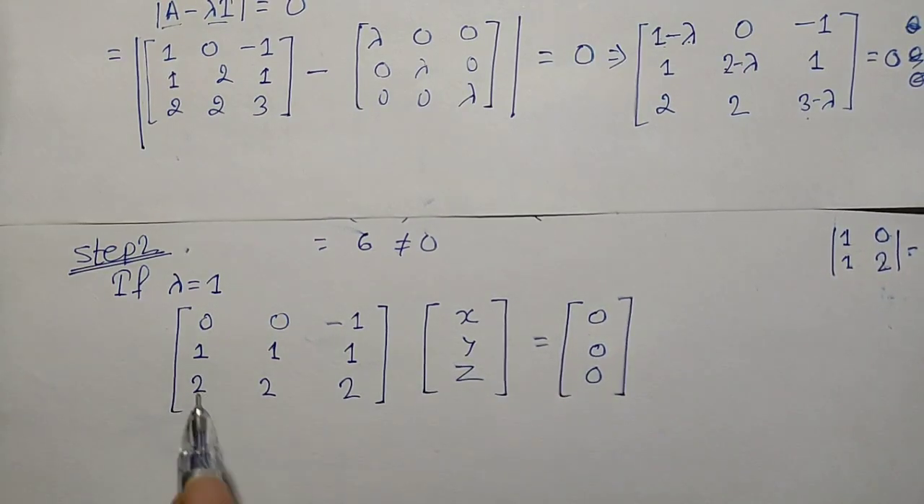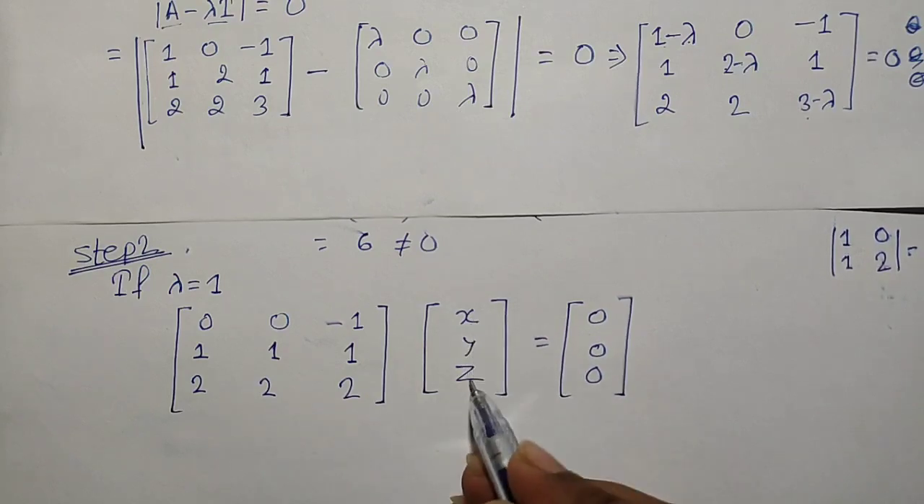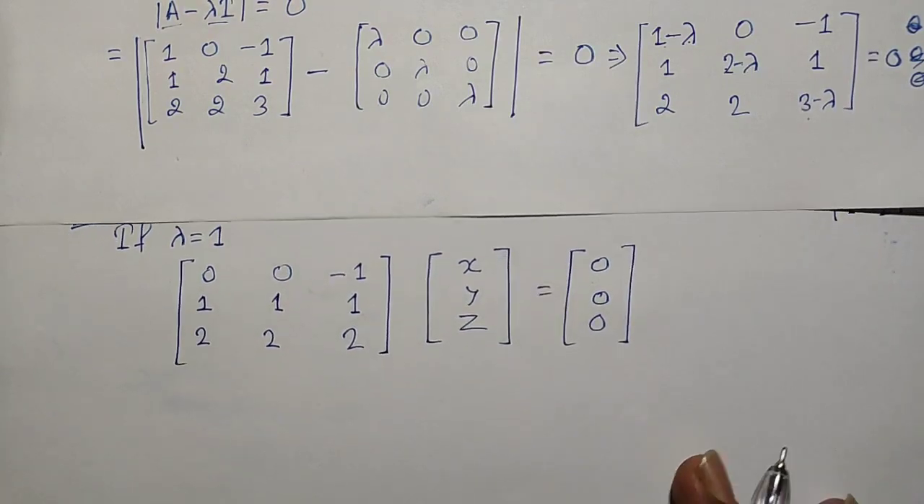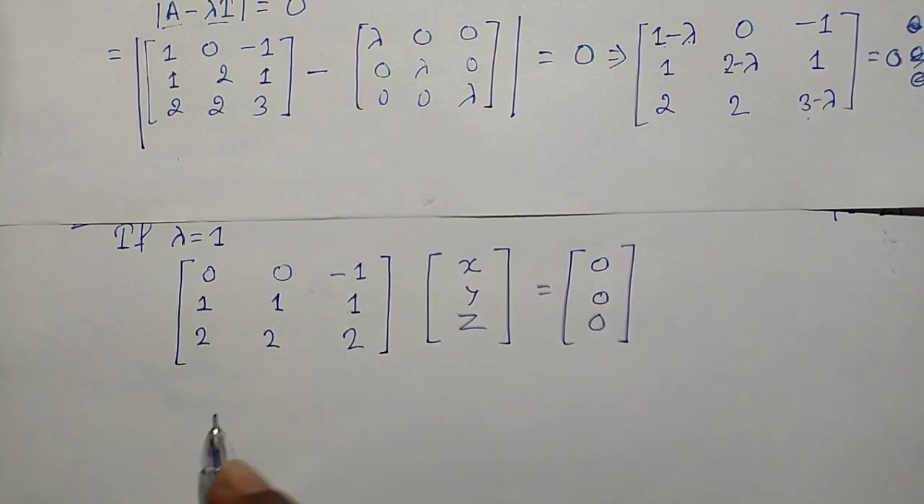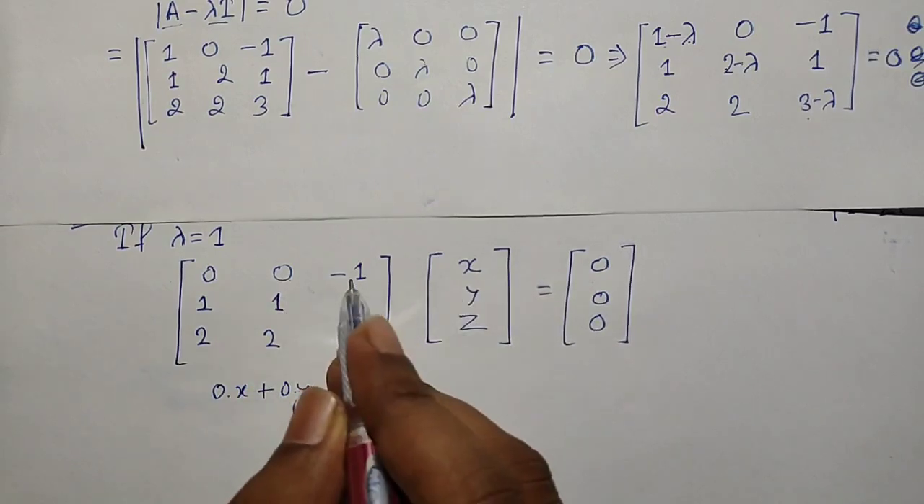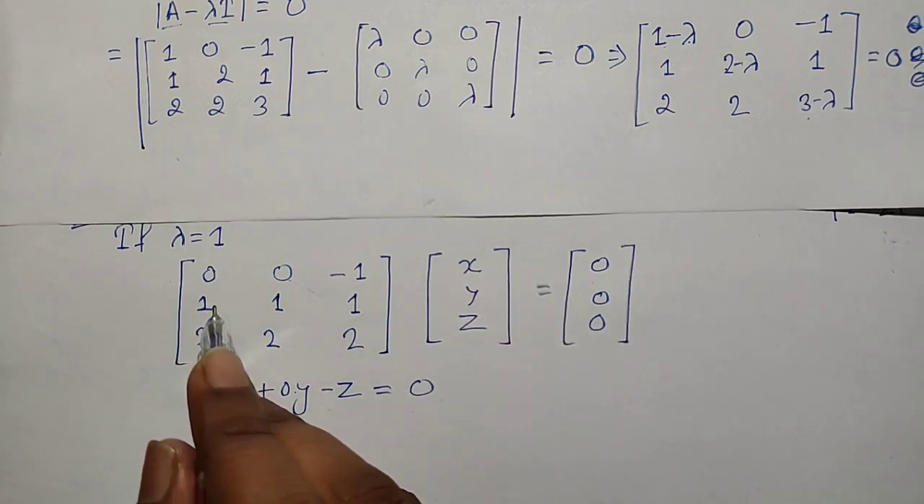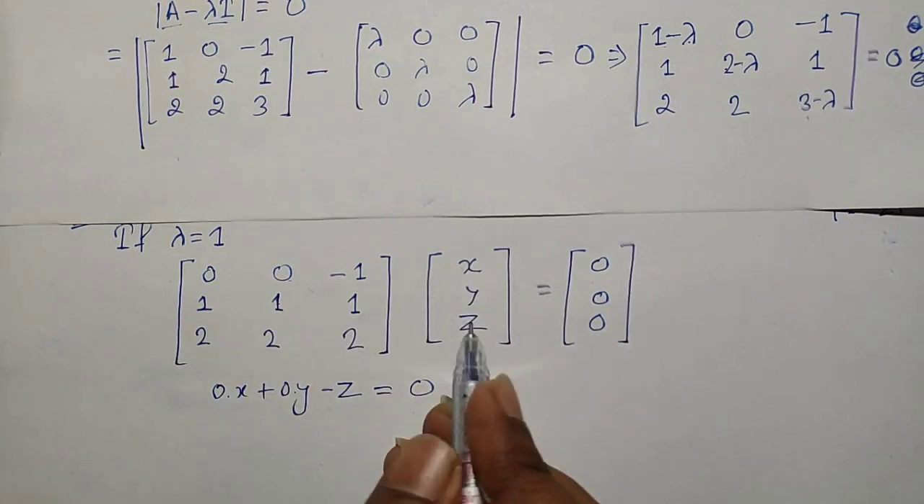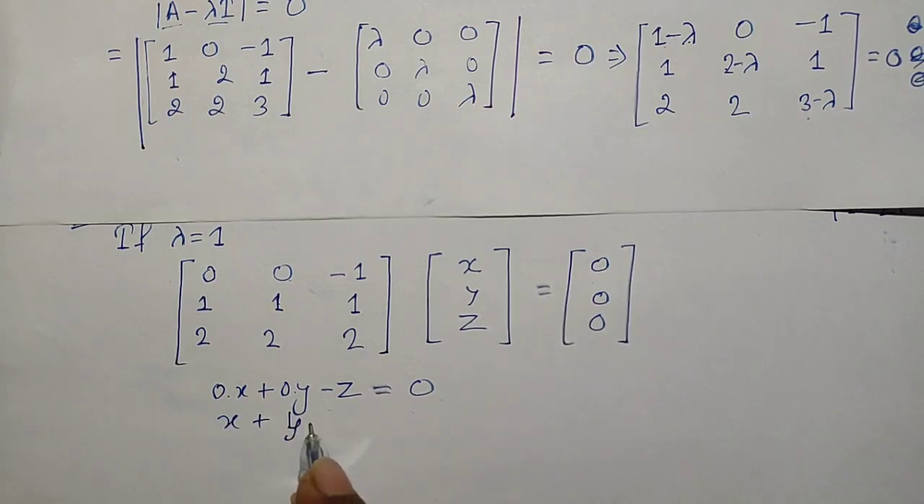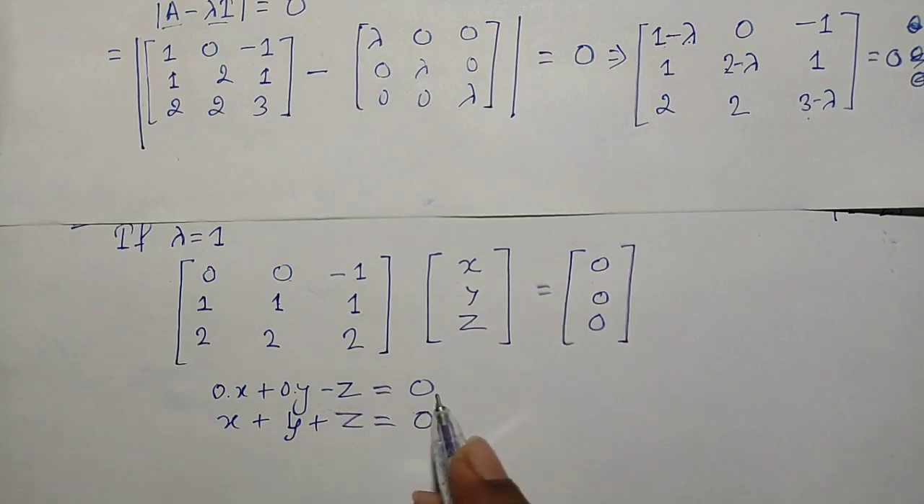Now guys, what we need to do is calculate the value of x, y, z, and let us form two equations by multiplying this. So 0 multiplied with 0, then we will get 0 times x plus 0 times y and minus z equals 0, and the second equation will be x plus y plus z equals 0. So now we will be using these two equations to find the values of x, y and z, and the process which we will be following to calculate those unknown values is called Cramer's rule.